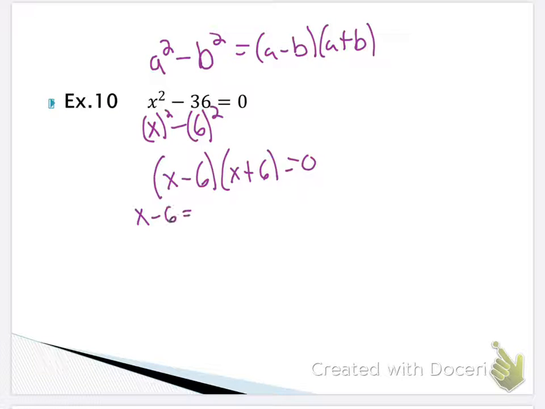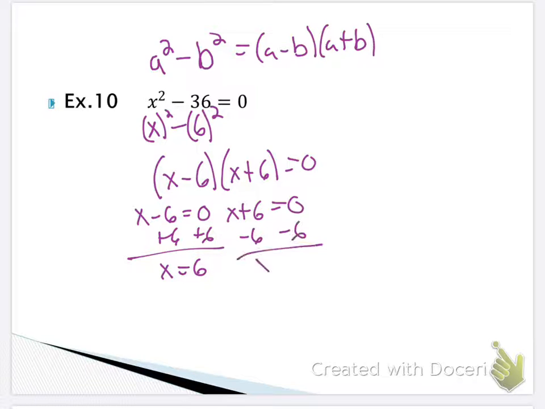x minus 6 equals 0. x plus 6 equals 0. Add 6 to both sides, x equals +6. Subtract 6, we get x equals -6. So either 6 or -6 would make this equation equal to 0.